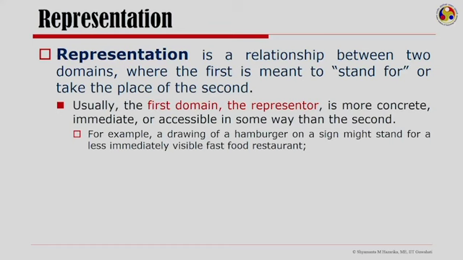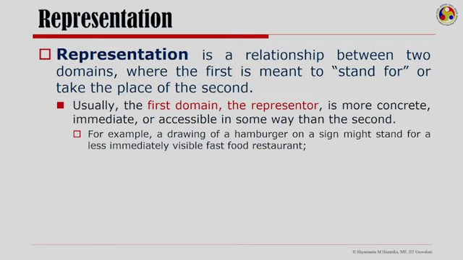As I was telling you, I could use a string like red to mean the color red, or a string like car1 to mean that that's my car. So representation is a relationship between two domains. The first is meant to stand for or take the place of the second. In the example that I was illustrating, red is standing for the red color. Usually the first domain, the representer, is more concrete, immediate, or accessible in some way than the second.